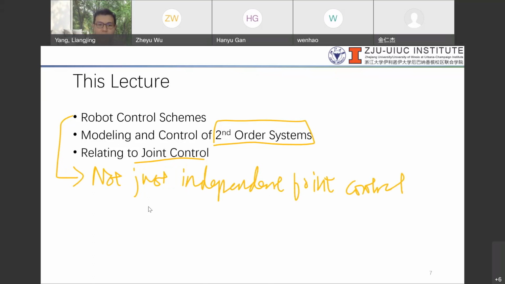So there are also other control schemes for manipulators. Okay, so that's the idea.